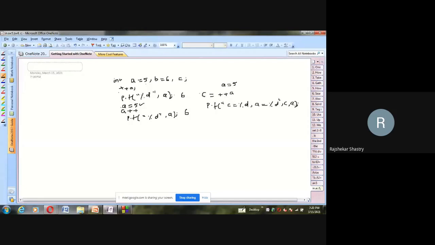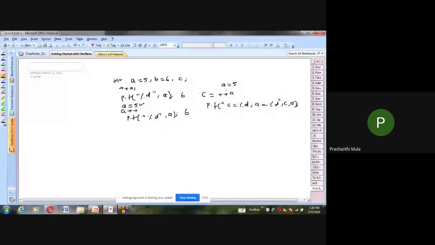First of all, tell me in which mode this increment operator we are using here? Prefix form. We are using that in prefix form.